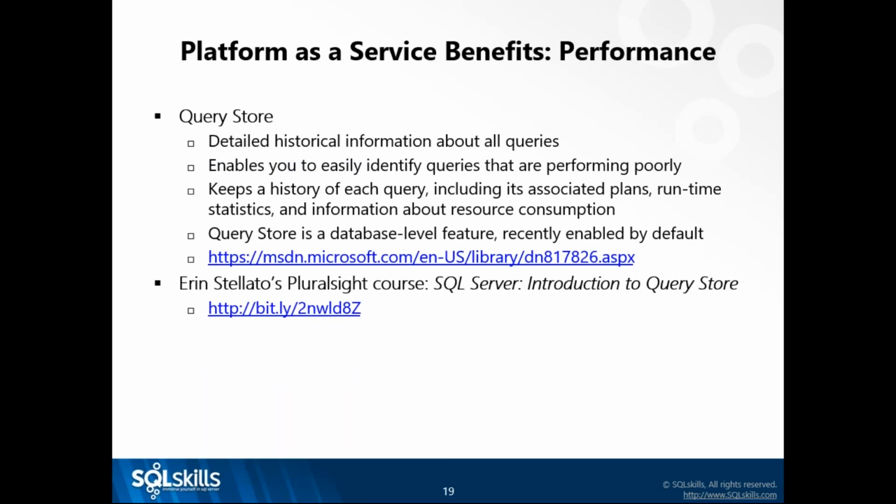I mentioned Query Store. That has got to be everybody's favorite 2016 feature. It had been available in Azure SQL Database for about a year and a half before 2016 launched. So this is that detailed historical information. It identifies queries that are performing poorly. It keeps a history of the individual query, its associated plans, runtime statistics, and resource consumption. So if you want to see what your highest cost query is based upon disk, memory, IO, which query is executed the most, which one has the highest recompile time, all of those things are captured for you that you can query directly.